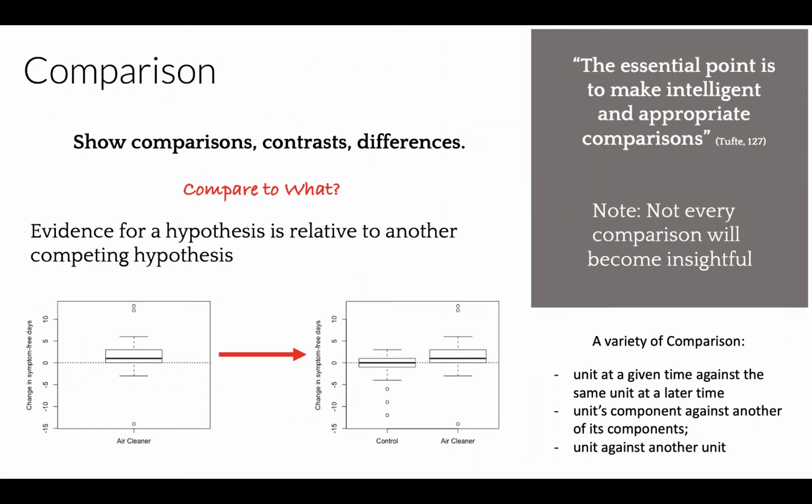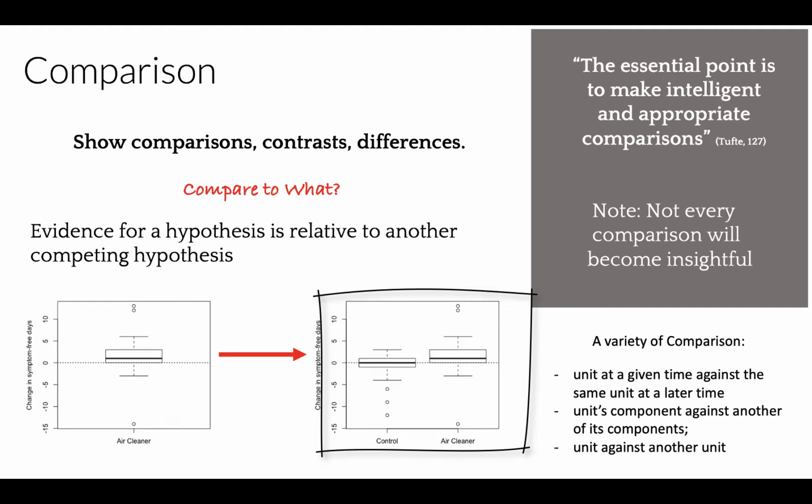Principle number 1, comparison. Showing comparison is the basis of any scientific exploration. We ask the question, compared to what, when we present evidence for our hypothesis. The plot on the left shows a clinical trial testing an air cleaner to improve asthma-related symptoms. In this case, a higher number is better: more symptom-free days.